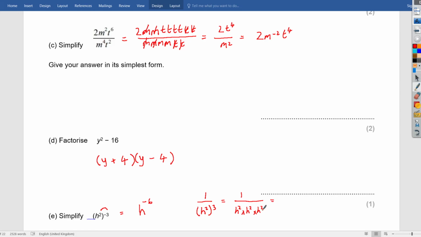When we're multiplying and the base is the same, we add the powers, so that will be 1 over h to the power 6. Now 1 over h to the power 6 is the same as, if I want to bring that to the top, now it's a reciprocal, so I can negate the power. That becomes h to the power minus 6. That's how we get the answer. If you want to leave it, this is just the same as if you wanted to put it as 1 over h to the power 6. That is also correct. Okay.